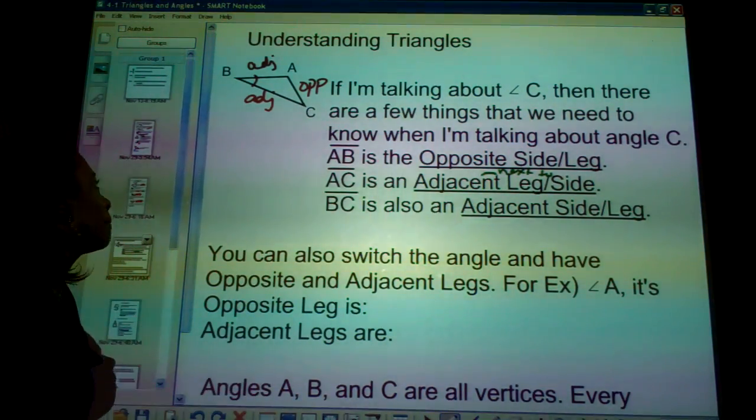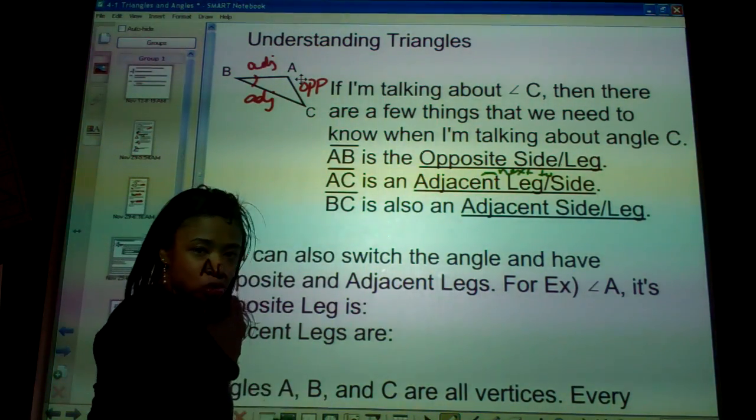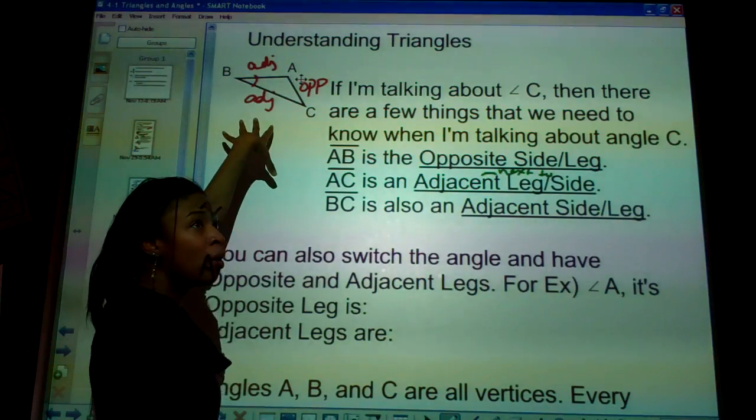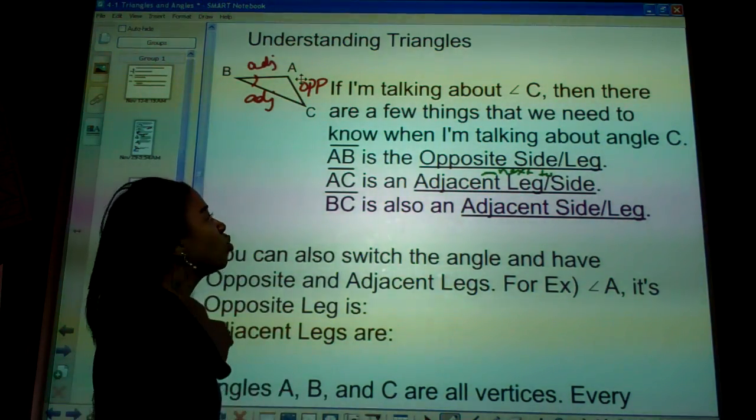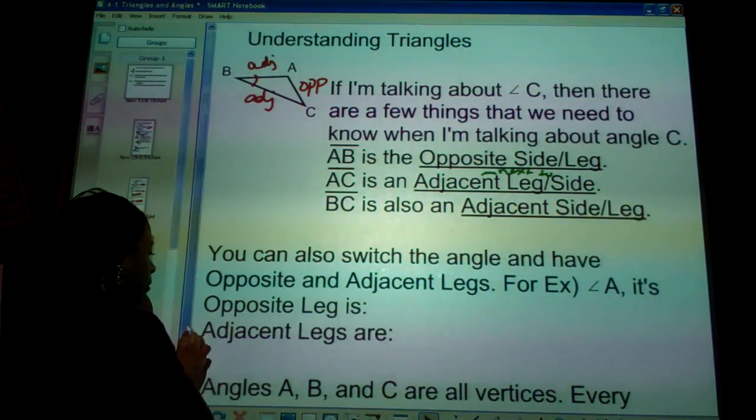Okay? Remember, listen to the angle somebody calls out to you, because whatever angle they're referencing, that's how you know what's going to be opposite or adjacent to it. Okay?